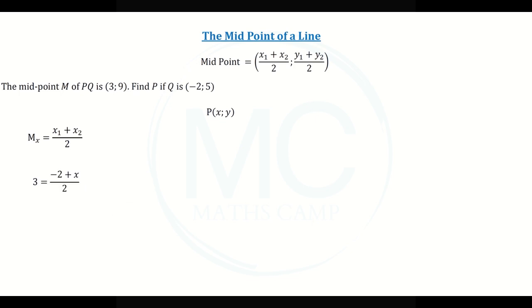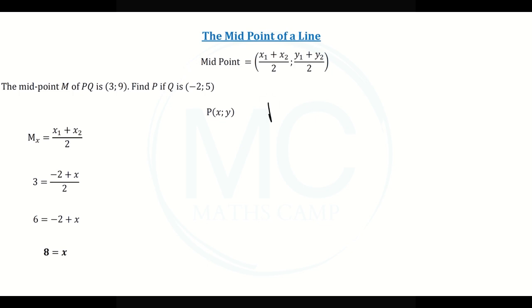Let's multiply both sides by 2, and we get 6 is equal to -2 plus x. To get x by itself, we need to add 2 to both sides. 6 plus 2 gives us 8, which is now equal to x. This is the x-coordinate of point P. So let's find the y-coordinate.